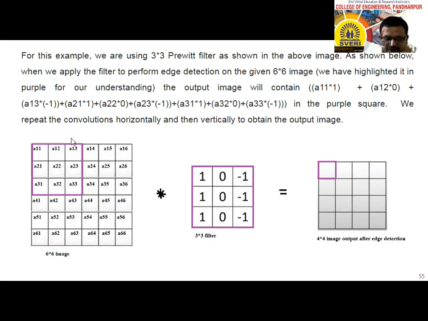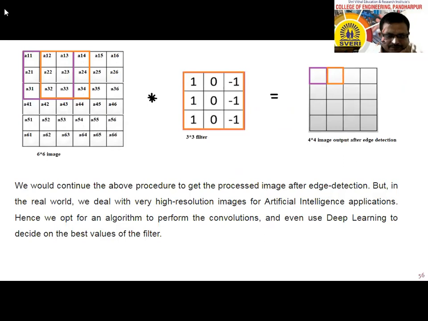We repeat the convolutions horizontally, and then, convolutions means what? We have to move this purple or violet color 3 by 3 square and shift towards the right by one column. We repeat the convolutions horizontally and then vertically to obtain the output image. See that. Earlier we have taken this, now this orange color represents the next window.